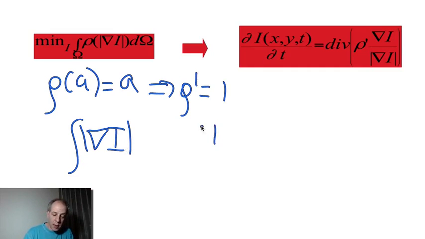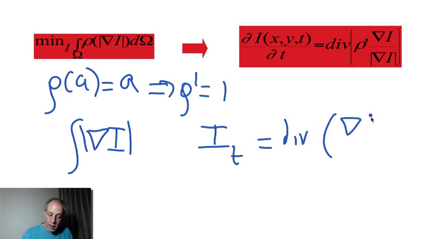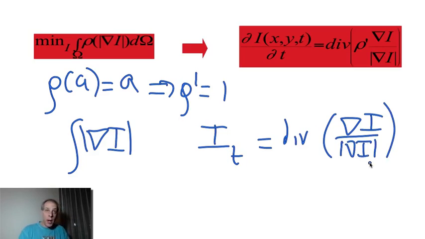And then what do I get as the Euler-Lagrange equation of that? So rho prime is now a constant. So I got divergence of gradient normalized by the gradient. So I didn't get the heat flow anymore. I got this normalization factor that is saying, wait a second, if the gradient is very high, you have 1 over the gradient, so slow down and try to preserve those edges.